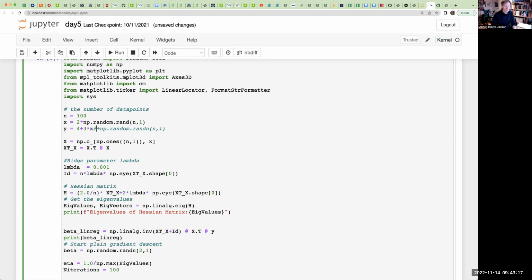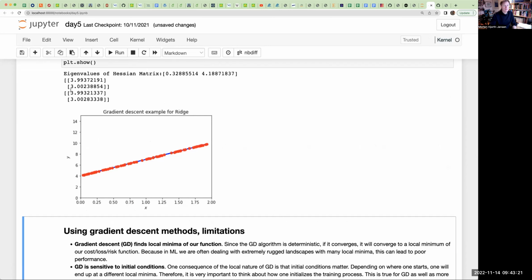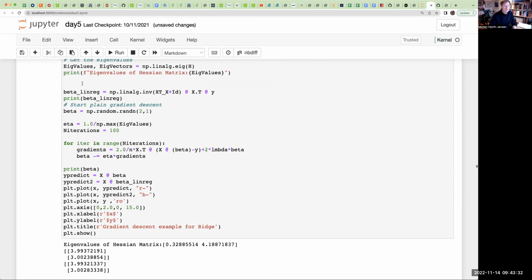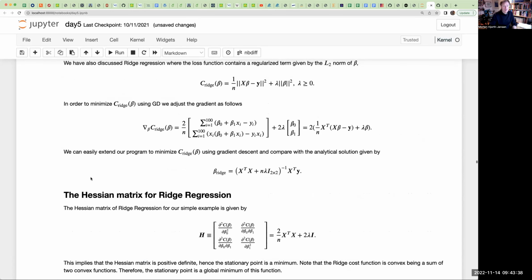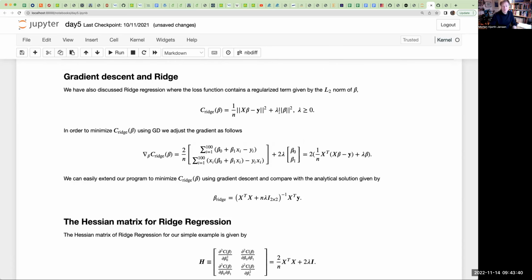And we will have a correct result, which is 4 and 3. And you can see that comes out here. So the eigenvalues of the Hessian matrix, these are the correct values, 3.993, because now we don't get 3 and 4, because we have a parameter lambda, which now gives us a cost function which is different. So we're actually tuning a cost function now, which now includes also the hyperparameter lambda.